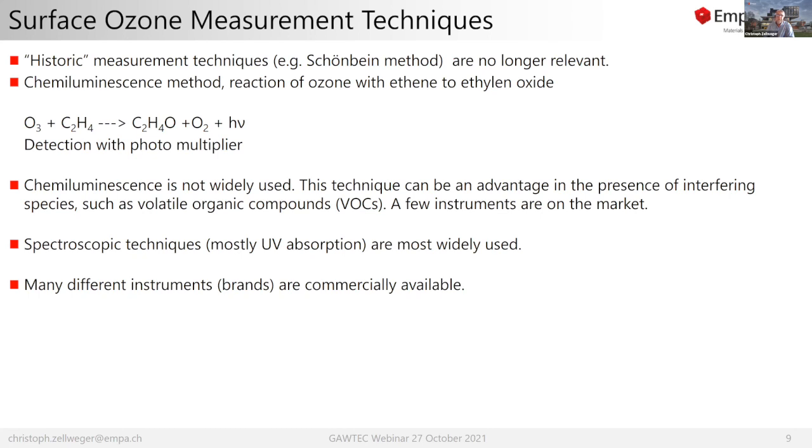Sometimes ozone is also measured with a chemiluminescence technique. This is a reaction of ozone with, for example, ethene, and it produces excited products that emit light, which can be detected by a photomultiplier. Also, reaction with NO is possible for the chemiluminescence method. But this technique is not really widely used, especially not for air pollution monitoring. But in some cases, it can be an advantage if you have high levels of other pollutants, for example, volatile organic compounds, which can interfere in the UV technique.